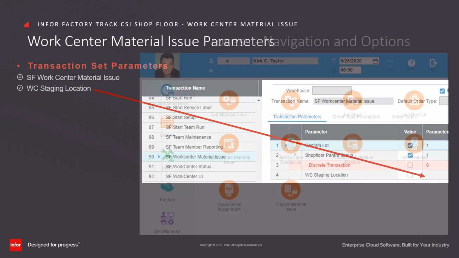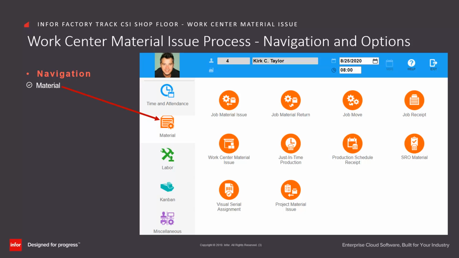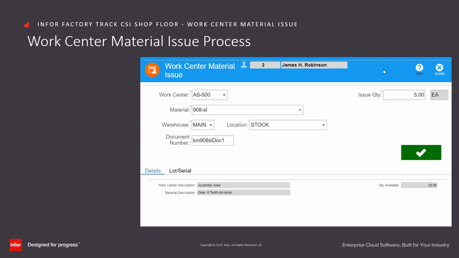steps. To start the Work Centre Material Issue process, from the Factory Track Shop Floor's Work Centre Navigation homepage, click on the Material Category Group menu. Then click on the Work Centre Material Issue icon. Note that the order of the features within the Material menu is configurable. To issue materials to work centres, the Shop Floor Work Centre Material Issue form is used.